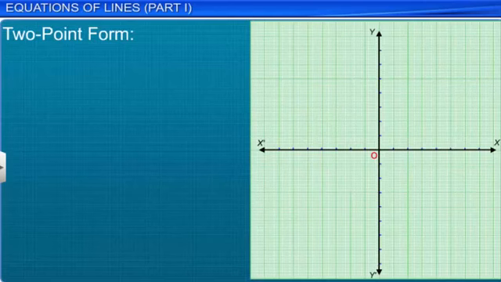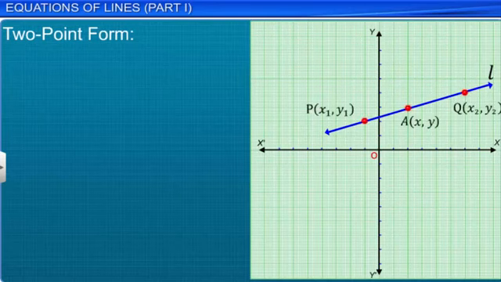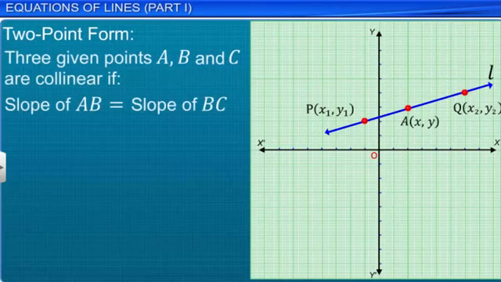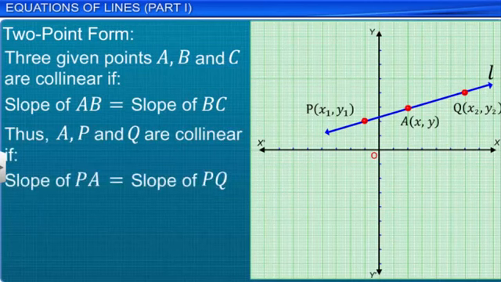The equation of a line passing through two given points can be expressed in the two-point form. Consider a non-vertical line L passing through two given points P and Q. Let A be any arbitrary point on line L. Recall that 3 points are collinear if two lines passing through any two pairs of the given points have the same slope. Thus we can say that points A, P and Q are collinear if the slope of line PA is the same as the slope of line PQ. Let this be equation 1.